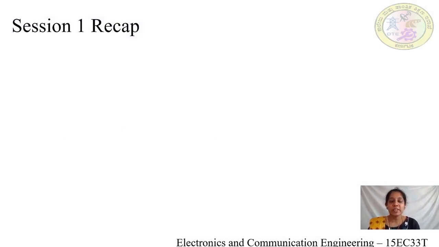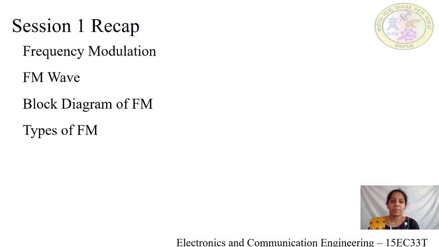So what have we discussed in the previous class? Frequency modulation. What is frequency modulation? Frequency modulation is the process of varying the frequency of the carrier in accordance with the information signal or the message signal. So it is nothing but the information is transmitted over the carrier by varying the frequency of the carrier in accordance with the instantaneous value of the amplitude of the message signal.